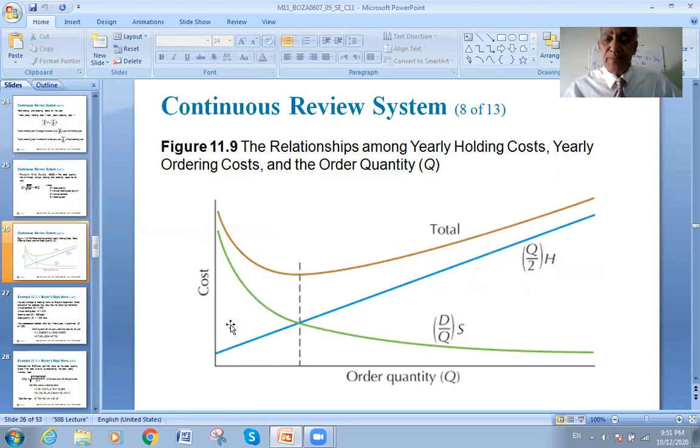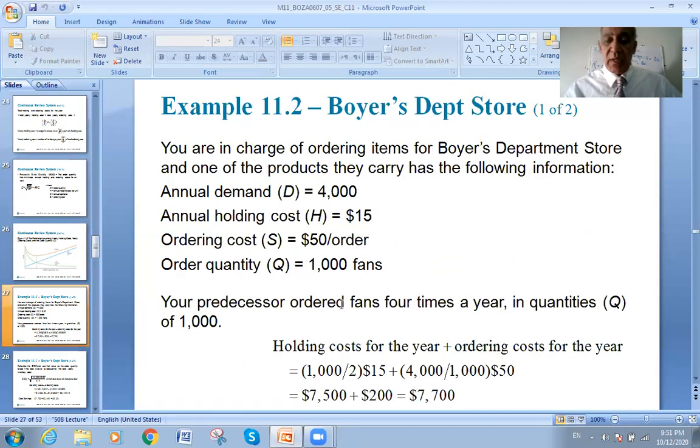Like I told you, here are the costs and here are the revenues, and here are the total costs, holding and acquisition costs. So at the economic order quantity, see here the total, this is the bottom of the curve, which means the lowest costs. Like you see here, it will be the lowest costs. Okay, here is an example in front of you.